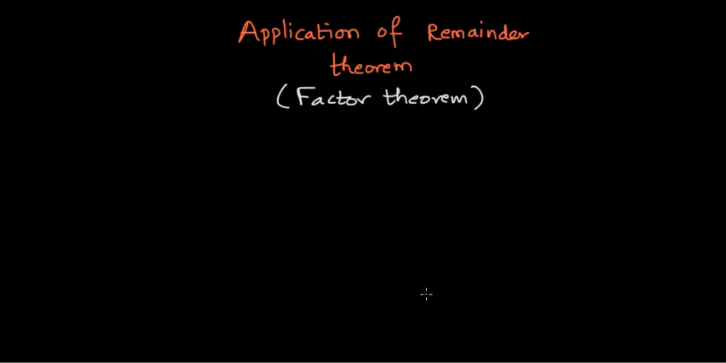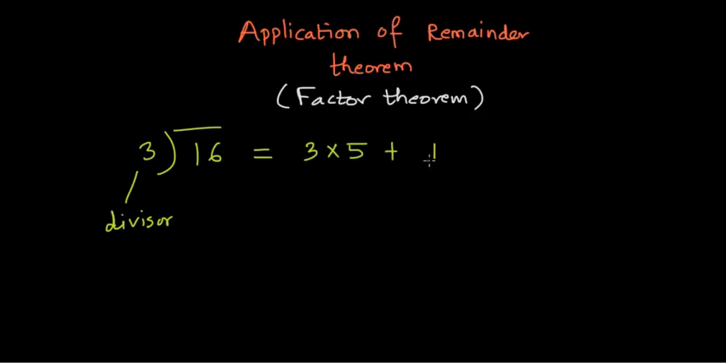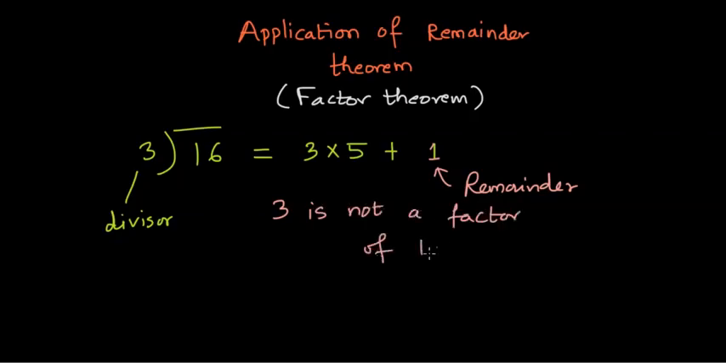So what exactly is remainder theorem? First of all, let us try to understand the concept. I'll just take any number, say 16. And if I want to divide 16 by 3, this is going to be a divisor and 16 is a dividend. I can usually write 16 as 3 times 5 plus 1. And I know that this 1 here is a remainder. And because this is a remainder which is not 0, we say that 3 is not a factor of 16, right?